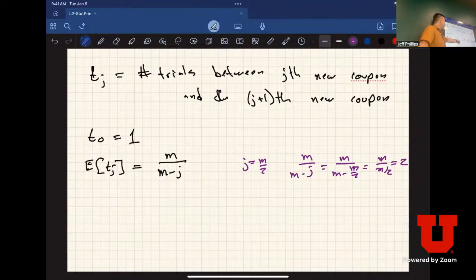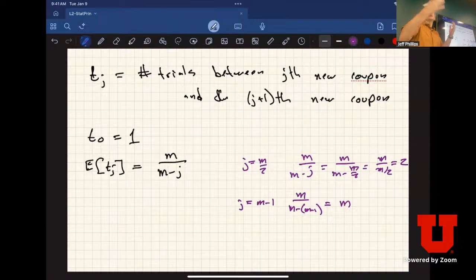What happens when j is equal to m minus 1? Then m minus j is equal to 1, so the expected number is m. That means there's only one coupon left to find, and almost every time I draw something, I'm drawing something I've seen before. I have to hit that one last spot. And so that becomes harder and harder as j gets bigger and bigger. So now I need an expected m trials in order to do this one.